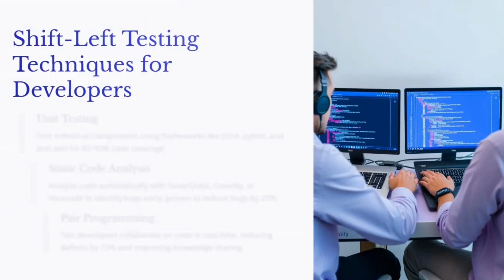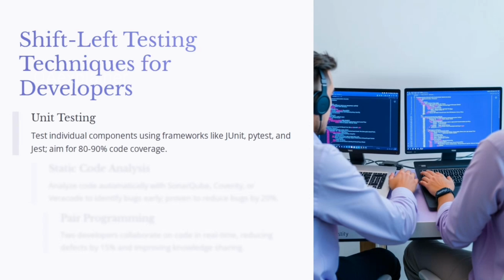Now, simple testing techniques used by developers: how can the developer implement those testing techniques? So the first thing is unit testing, which tests individual components using different kinds of frameworks like JUnit, PyTest, Jest, and TestNG. So the aim is 80 to 90% code coverage, which they can achieve through unit testing.